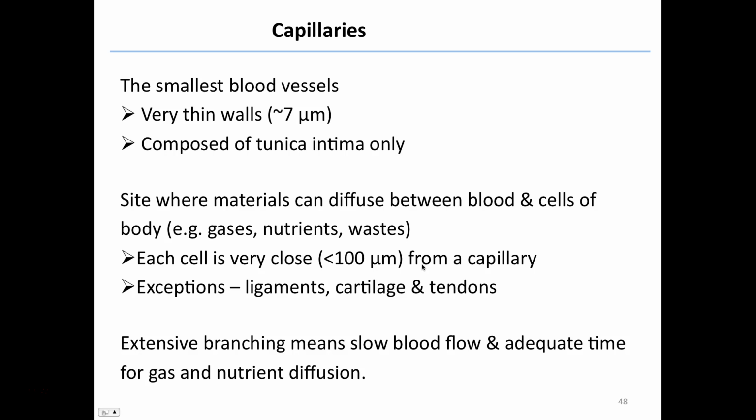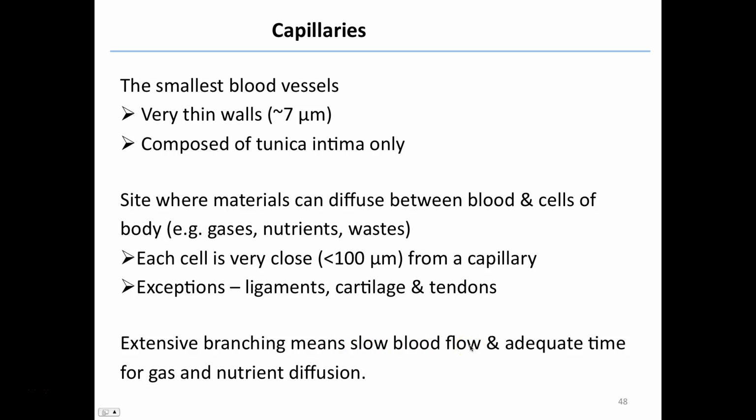The only exception to this is ligaments, cartilage and tendons. These are not very vascular. They're considered almost avascular because they have a very low blood supply. And within the cells of the body, there's extensive branching, which means it's slow blood flow because of the extensive branching into the capillary beds.